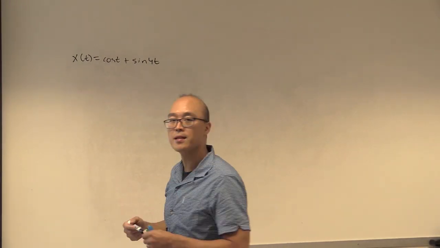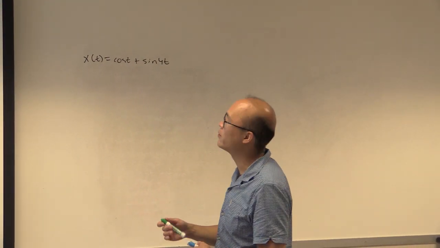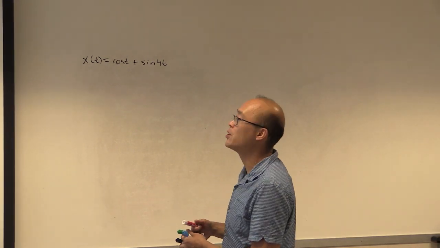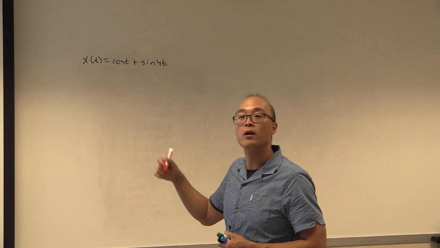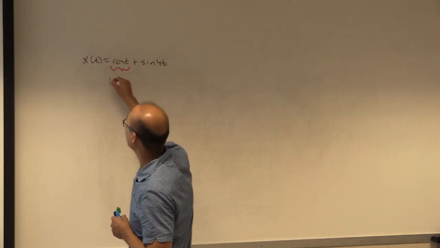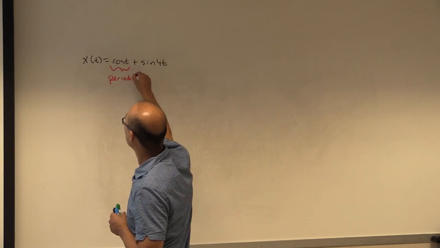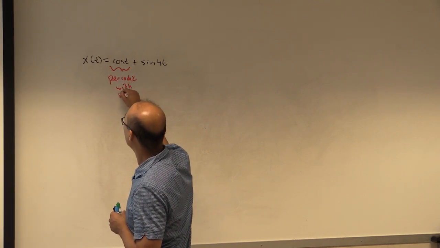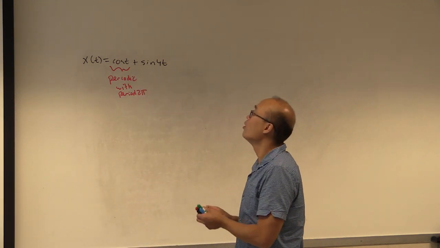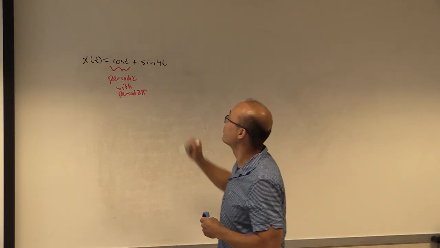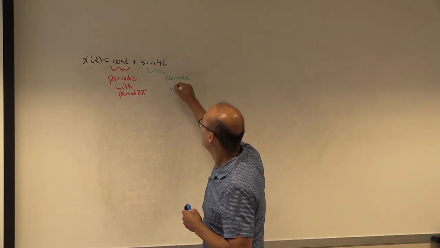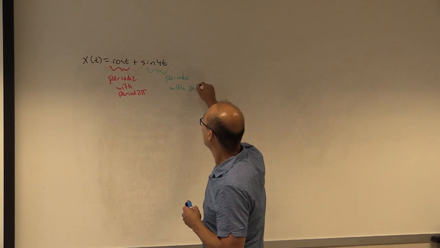In this case, we can see that the two individual signals that constitute our overall signal are themselves periodic. So we want to know whether the sum of two periodic signals is also periodic. Well, we should identify that cosine of t is periodic with period 2 pi. We can also identify that sine 4t is going to be periodic with period pi over 2.